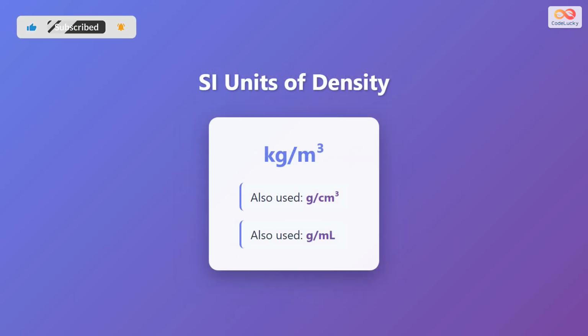The standard international unit for density is kilograms per cubic meter. However, in many practical applications, especially in laboratories and everyday measurements, density is also expressed in grams per cubic centimeter or grams per milliliter. These units are equivalent for water-based measurements and are often more convenient for smaller objects.